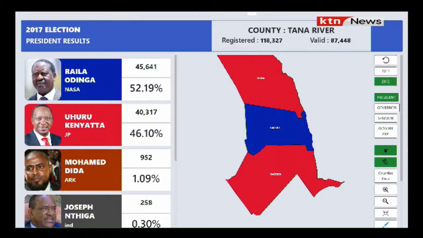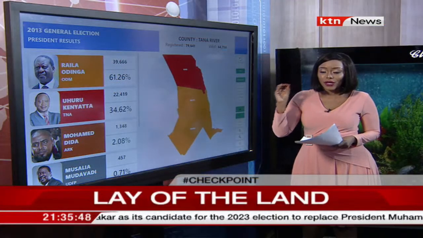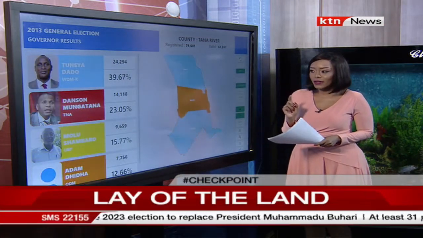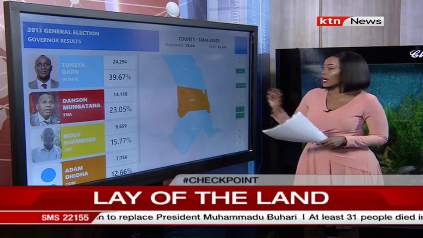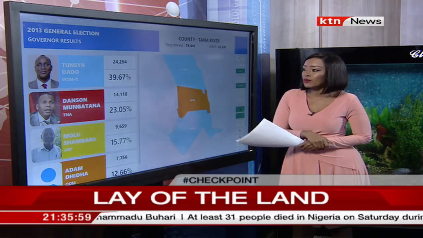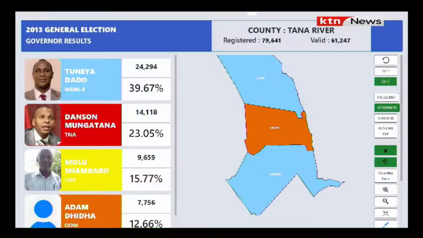In 2013, again, look at that. It wasn't a big margin even at the presidential race. So this is going to be an interesting one to watch. When we go to the governor races, let's begin with 2013, the pioneer governor here in Tana River County, you have there Tunea Dado. That's how he won the election, edging out Danson Mungatana. Danson Mungatana is looking to make a comeback into politics, however, not in the gubernatorial race, but as senator for Tana River. That's where he's competing.